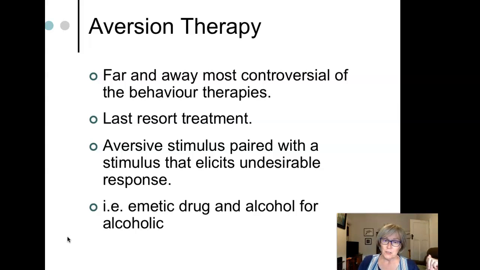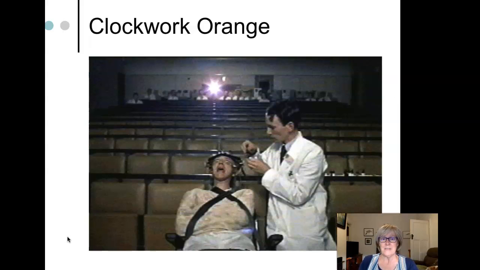It is a highly controversial therapy because it is a bit of an ethical minefield, and you have to make sure that whoever is doing the treatment is aware that it's not going to be pleasant and it's got some really nasty side effects. This is A Clockwork Orange.